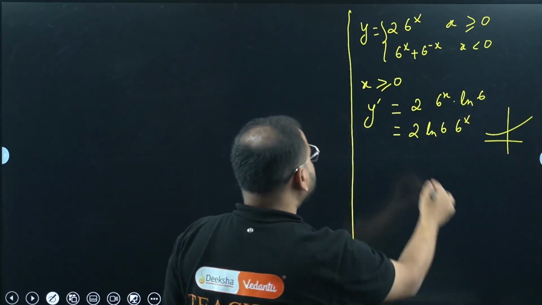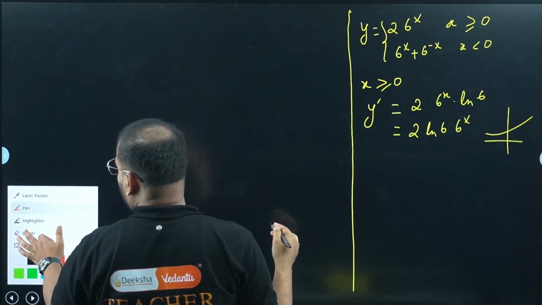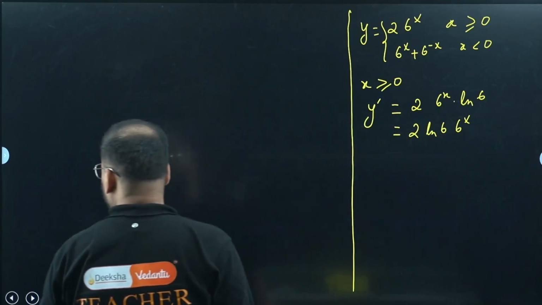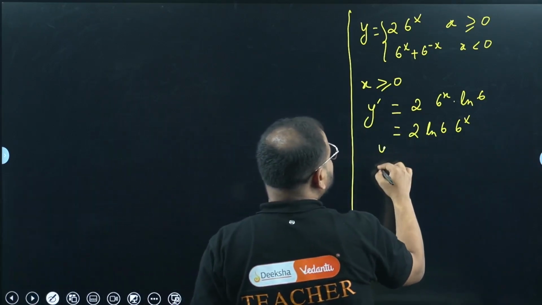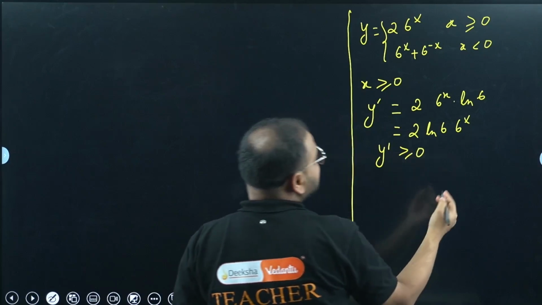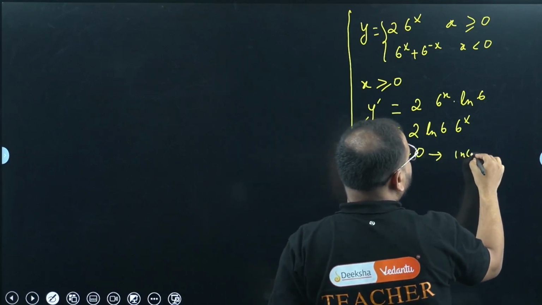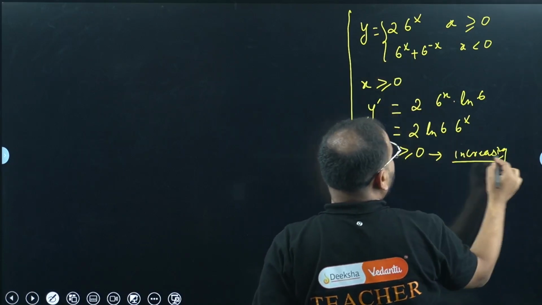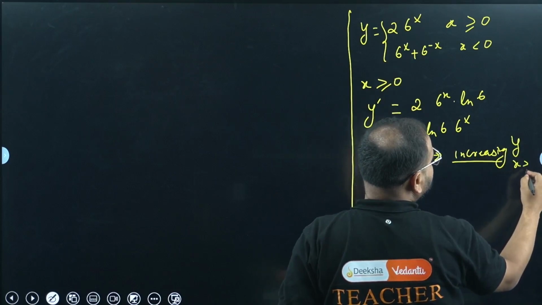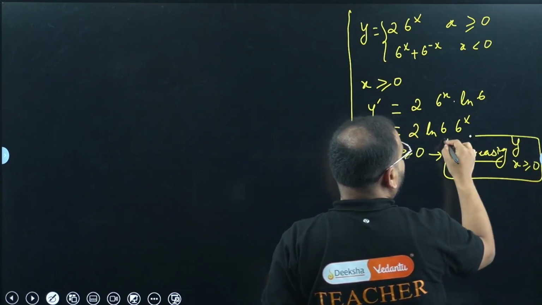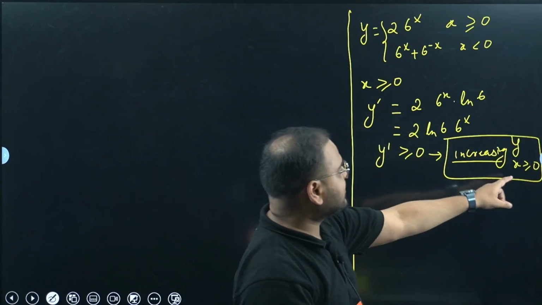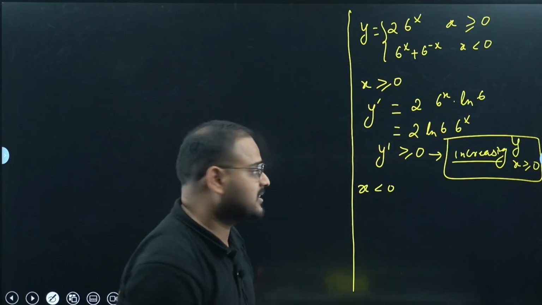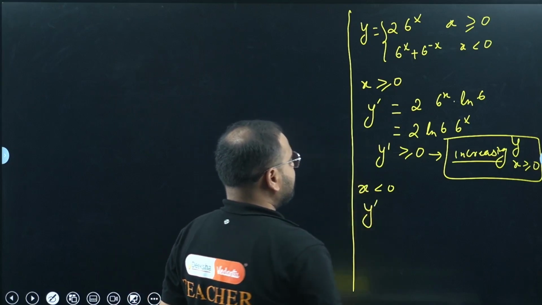A positive number means entirely y dash is greater than 0. It's an increasing function. Fx is increasing. Okay, y is increasing when x is greater than 0. First conclusion is made, sir. Y is increasing when x is greater than 0. Second part, what happens when x is less than 0? Take the differentiation, please.